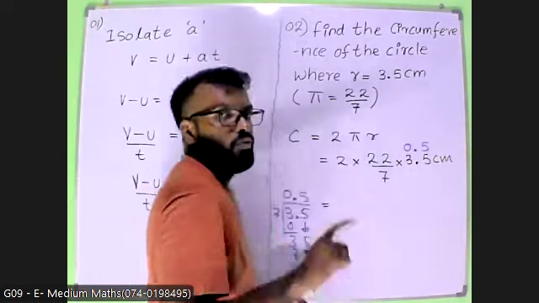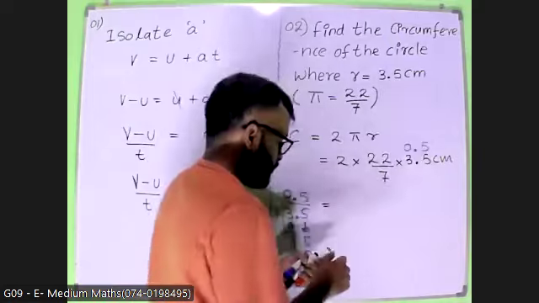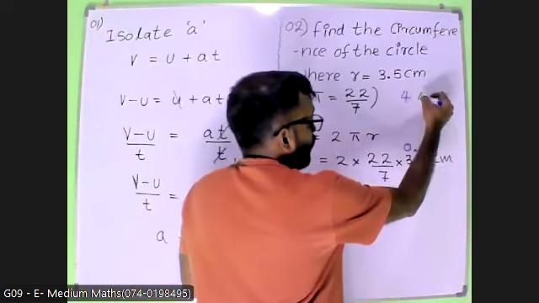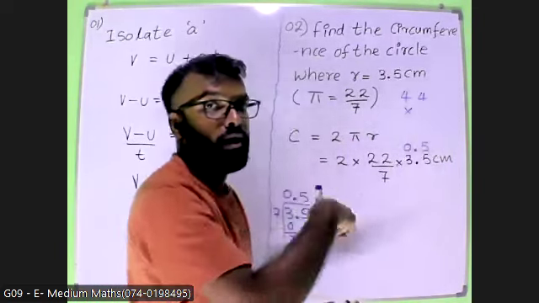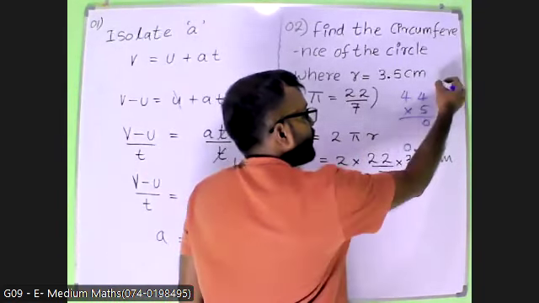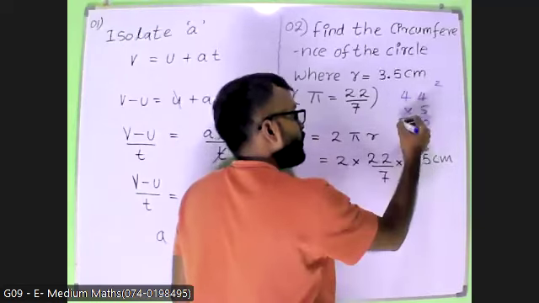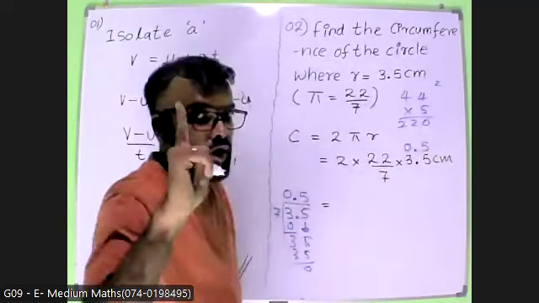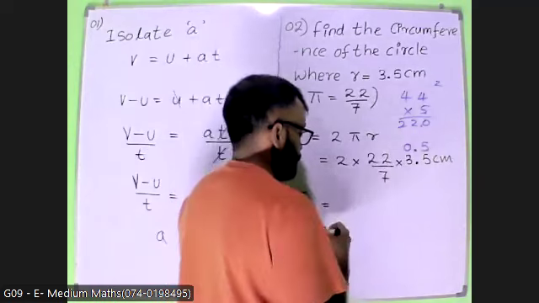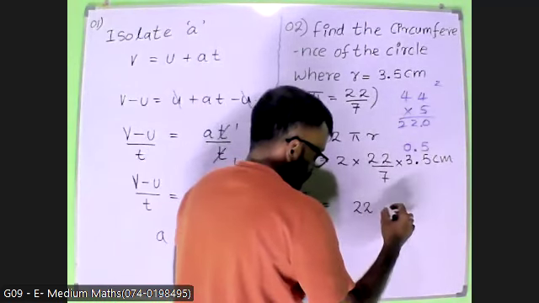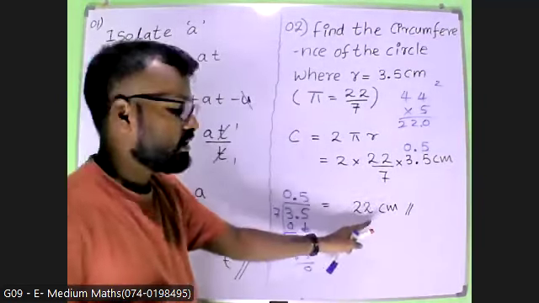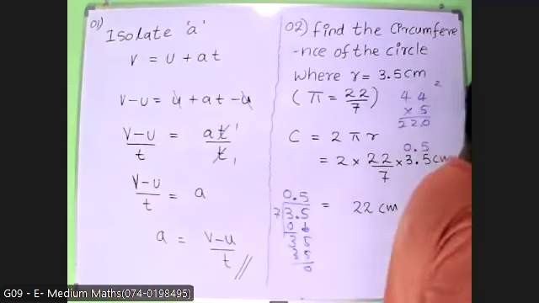2 times 22 is 44. 44 times 0.5. How do you do this? I am not going to multiply it by 0.5, but by 5. 5 times 4, 20. 20 plus 2, 22. Here you have 1 decimal point, and I am going to allocate it. So the answer is 22 centimeters. The circumference of the circle is equal to 22 centimeters.